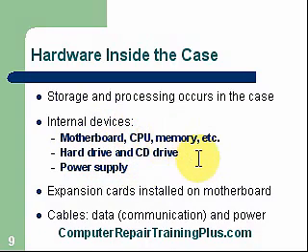Expansion cards. They're installed on the motherboard. These are cards that we can actually plug into the motherboard in different slots. Cables. We have both data cables for communication and also power cables to supply power to all these devices.